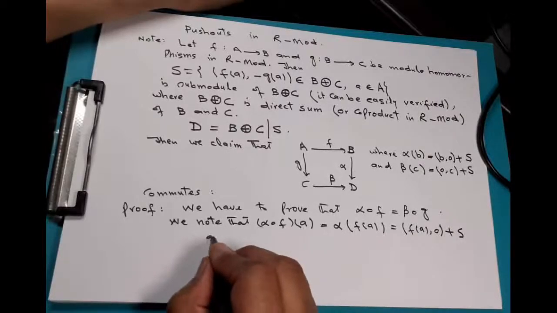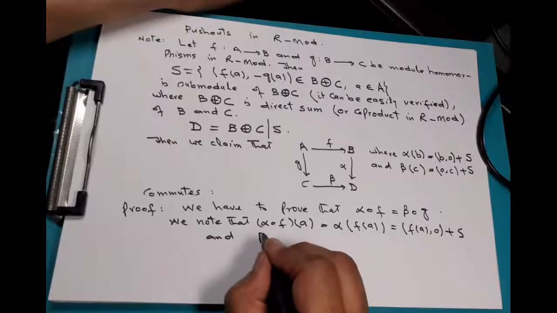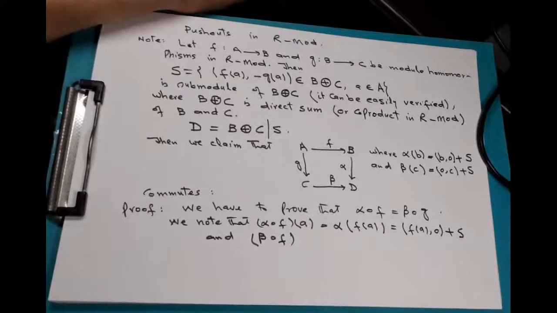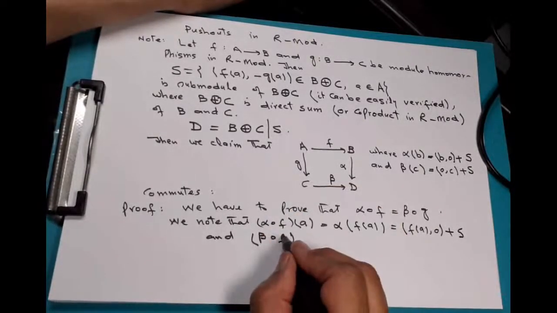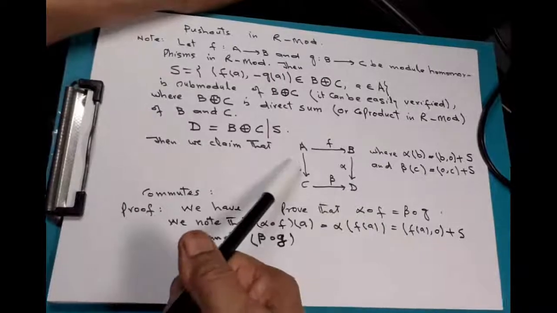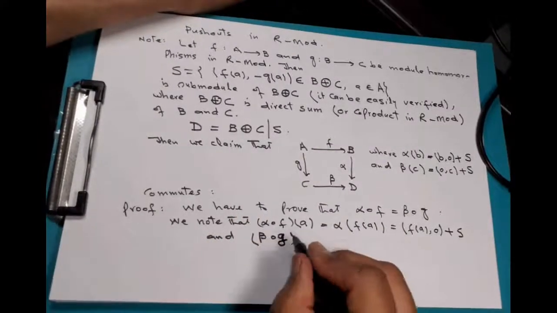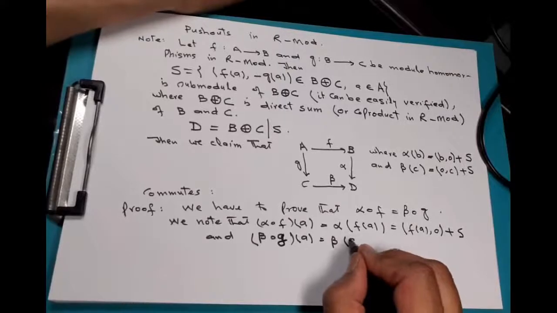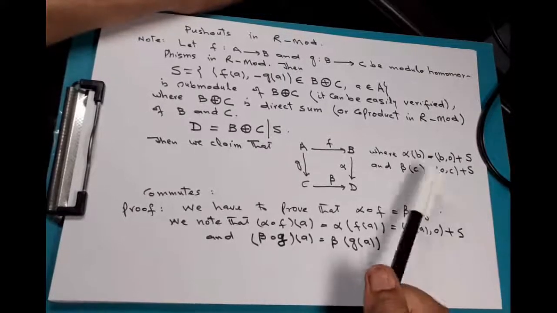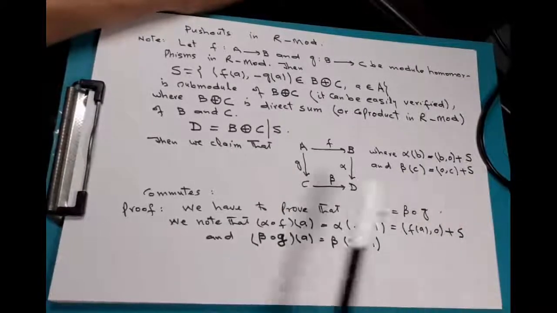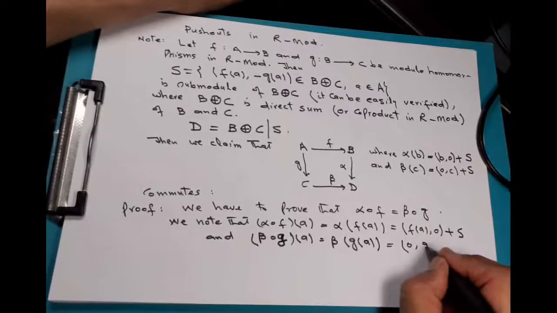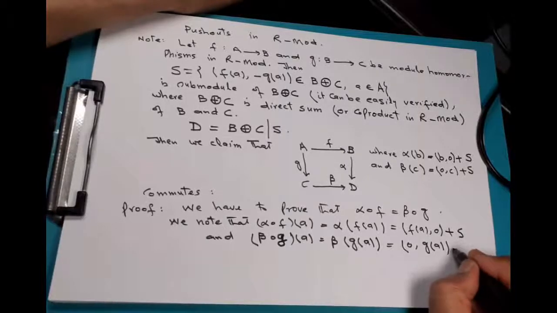And the effect of beta composed with G on an element a of A is given by the effect of beta upon Ga, and the effect of beta is given by this relation, and this is equal to the ordered pair 0, Ga and its coset with S.